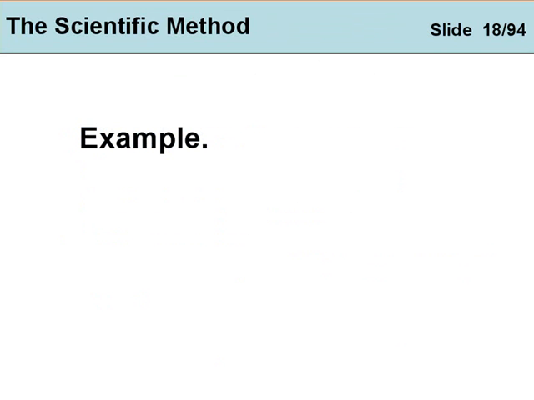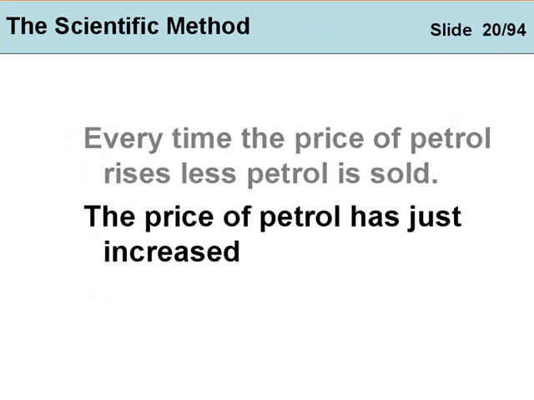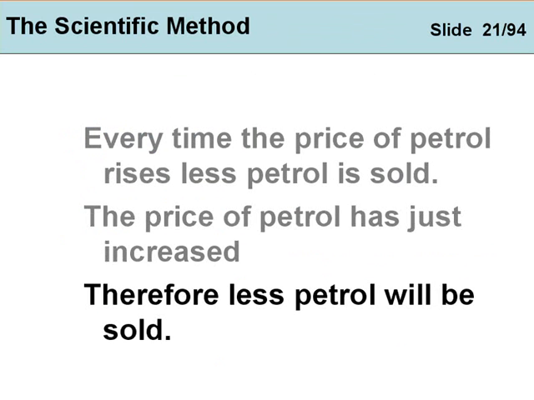Let's take an example. Let's take one from economics. Okay, every time the price of petrol rises, less petrol is sold. Now, let's say that the price of petrol has just increased. Okay, therefore, less petrol will be sold. That's straightforward. Every time the price of petrol rises, less petrol will be sold. The price of petrol has just increased. Therefore, less petrol will be sold.